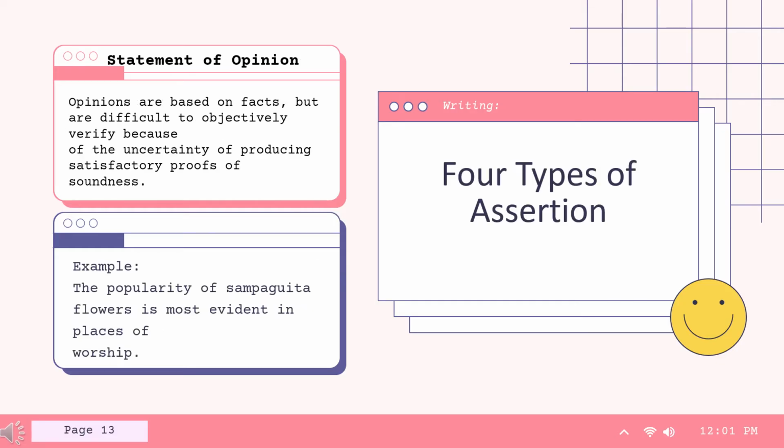The second type of assertion is statement of opinion. Opinions are based on facts but are difficult to objectively verify because of the uncertainty of producing satisfactory proofs of soundness. Although the opinion is based on facts, it is not yet totally verified. For example, the popularity of Sampaguita flowers is most evident in places of worship.